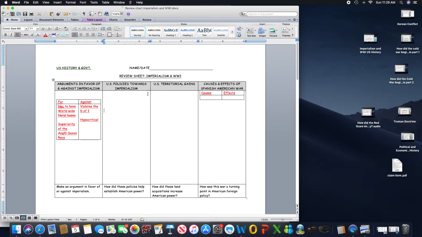Okay, going on to U.S. policies towards imperialism. We have the Open Door Policy. We have the Roosevelt Corollary, and this is also called the Big Stick Policy. So I put those both on the review sheet just as a reminder. Then we also have dollar diplomacy and the Monroe Doctrine.